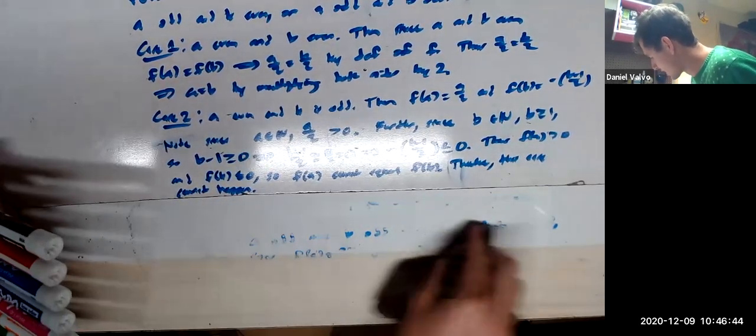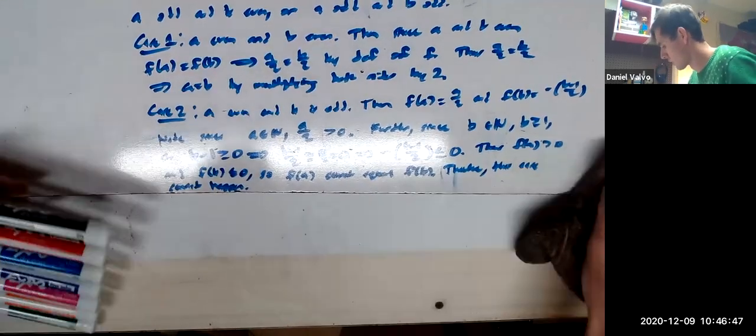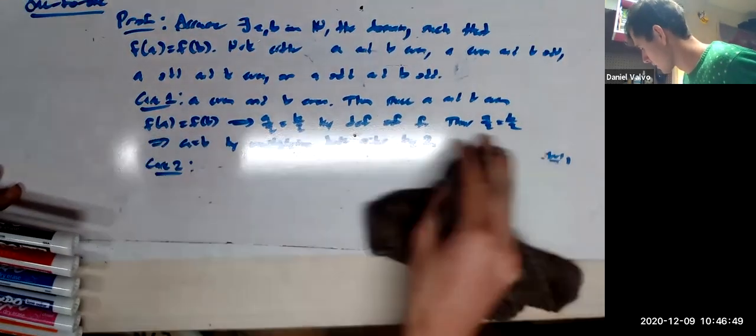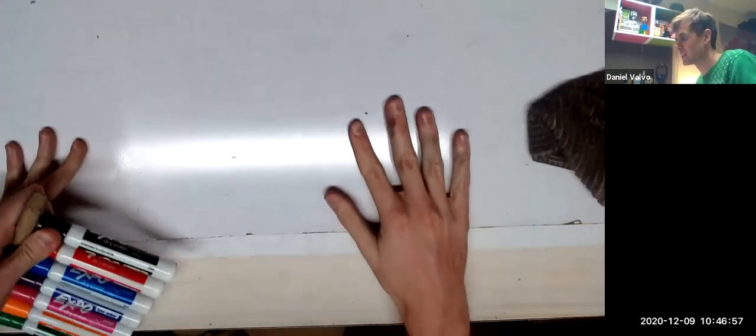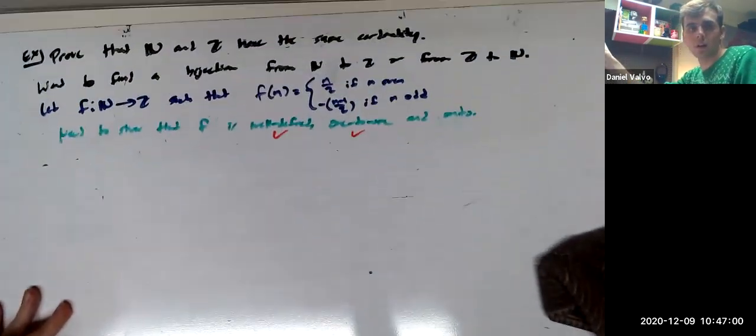We have one last thing to show. Lastly, for f to be a bijection, we need to show that it's onto, in addition to being 1-to-1.